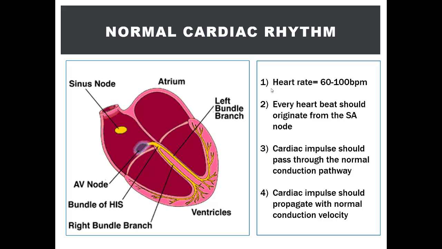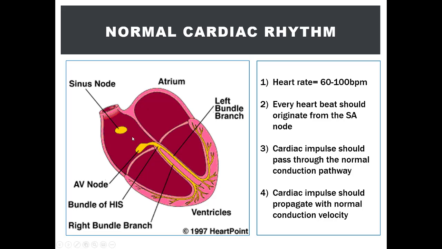So this means it is normal for the SA node to generate an electrical signal or action potential 60 to 100 times per minute. Next, as I mentioned earlier, the heartbeat should originate from the SA node, meaning the SA node should be where the initial electrical signal or action potential is produced. And we can see that in this animation with the SA node or sinus node flashing purple. This is where it all starts.